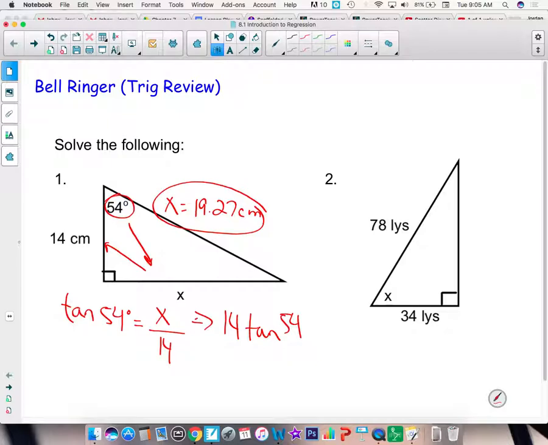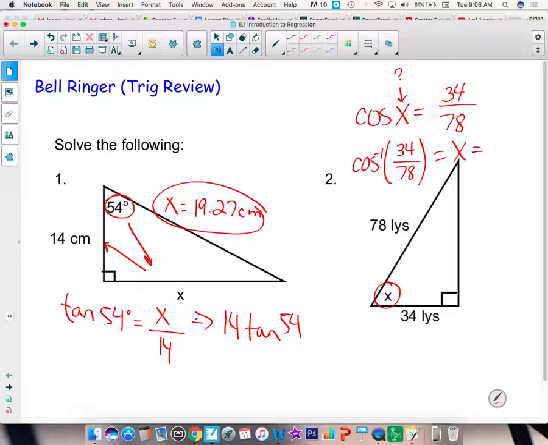All right, next one over here, number 2. So we have this angle we're trying to figure out. We have two side lengths: the adjacent side length and the hypotenuse. So we're going to be using cosine. Cosine of x, we don't know what x is, but we know that our cosine is going to be 34 over 78. Think about how we get that x back out. We have to use inverse trig function. We have to use inverse cosine of that ratio, and that's going to give us our x. So inverse cosine of 34 divided by 78 gives you 64.16 degrees.